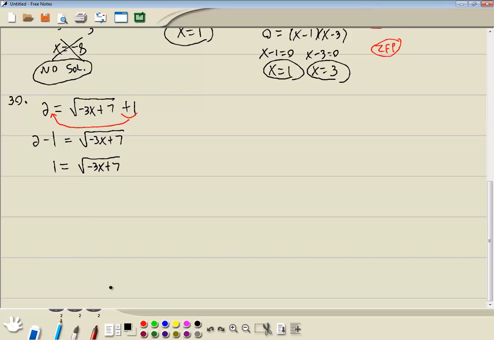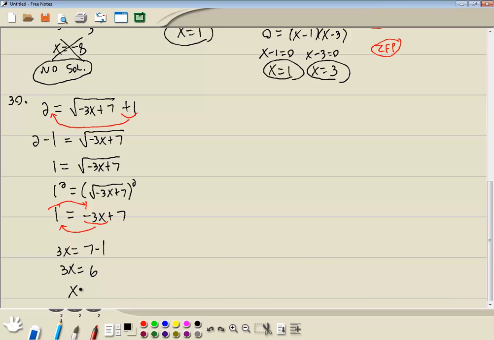Step 2 of solving radical equations is to raise both sides to a power equal to the index. So we'll square both sides. So we've got 1 squared equals square root of negative 3x plus 7 squared. So 1 squared is 1. And remember, when your index matches the power you're raising to, they cancel each other away. So we've got negative 3x plus 7. Now we want to get everything with an x on one side, numbers on the other. So I'll take negative 3x over the left side and take the 1 over the right side. So we got 3x is equal to 7 minus 1. 3x is equal to 6. Or x is equal to 2.